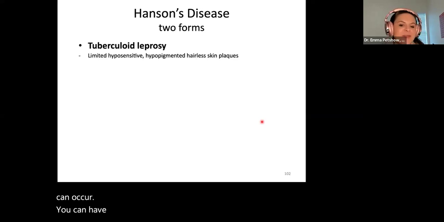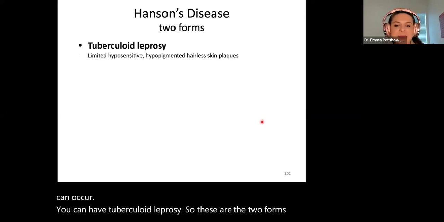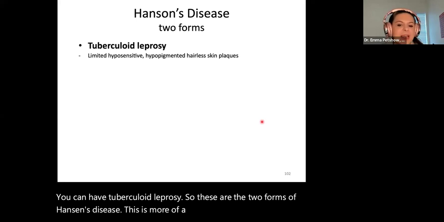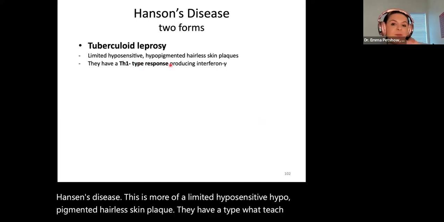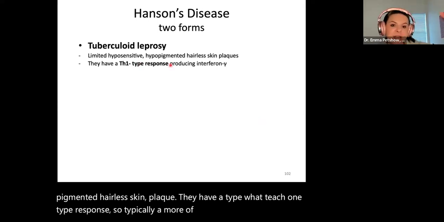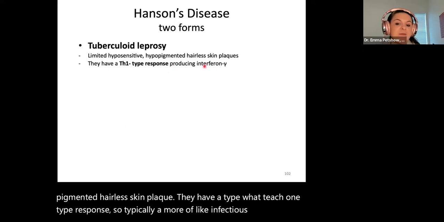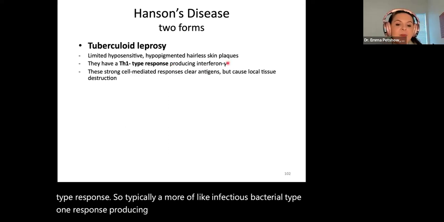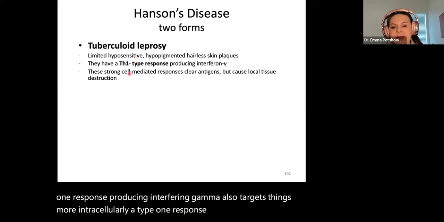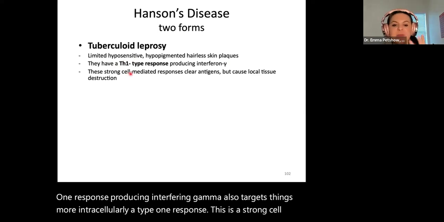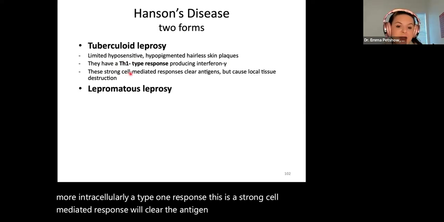So these are the two forms of Hansen's disease. This is more of a limited, hyposensitive, hypopigmented, hairless skin plaque. They'll have a Th1 type response, so typically more of an infectious bacterial type 1 response producing interferon gamma. It also targets things more intracellularly. This is a strong cell-mediated response, will clear the antigen, but causes tissue destruction locally.